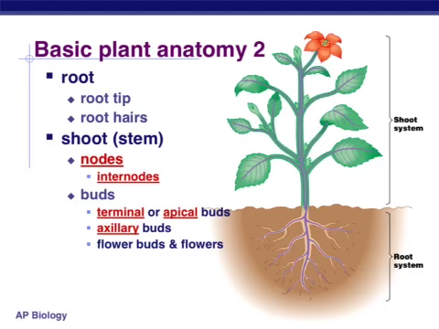Okay, so we've talked about the root system. The second basic system that a plant is going to have is a shoot system. So that's going to be everything above the ground. It's made up mostly of stems and leaves, and then we have what we call nodes and internodes and buds that come in various shapes and sizes and locations, and then we also have flowers that come off of a special type of bud called flower buds.